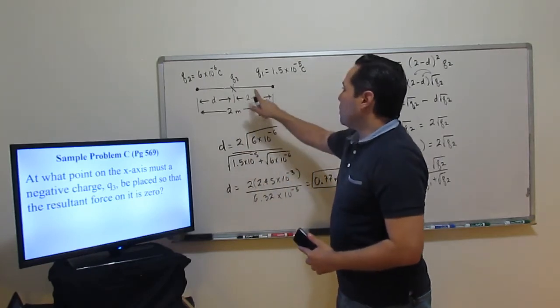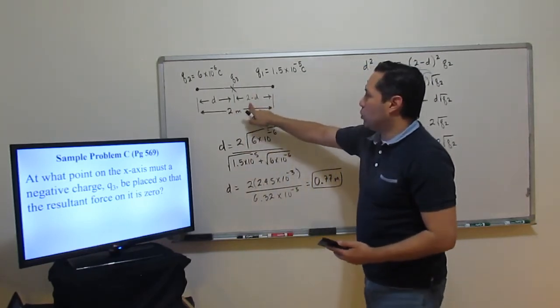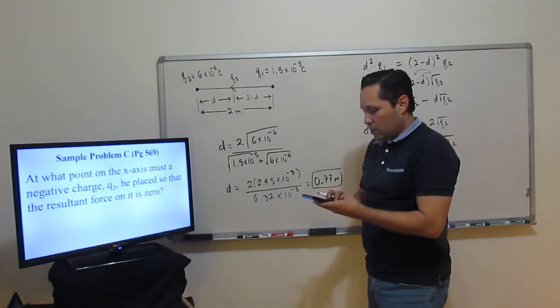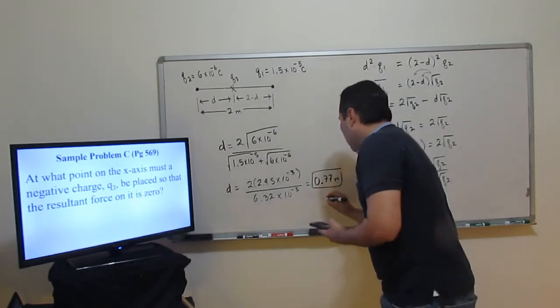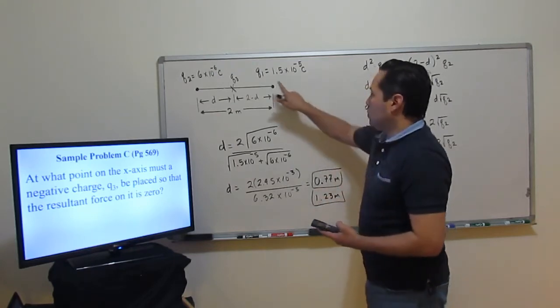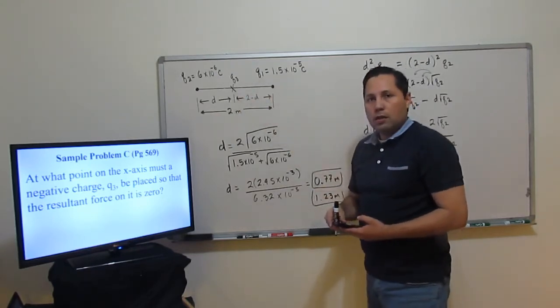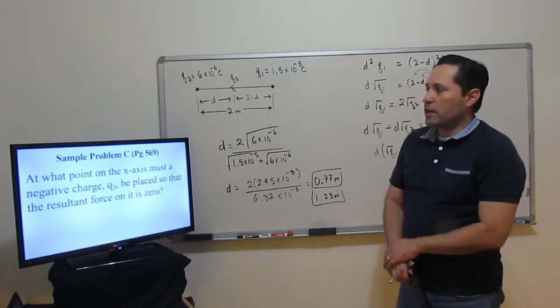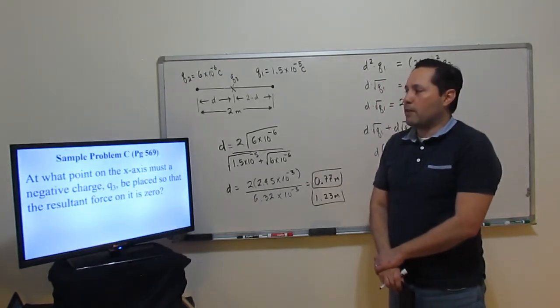What about the distance between 3 and 1? Well, it would be 2 minus 0.77. So 2 minus our answer will give me 1.23. That's the distance between Q3 and Q1. Alright, so that is sample problem C out of page 569.